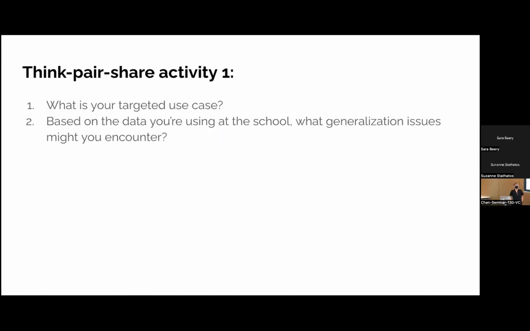So, first little think, pair, share activity. You have 5 minutes for this. I want you to look to your next door neighbor and talk to them about what your targeted use case is. Like, if your model was perfect, what do you want it to do? And based on the data you're using at this school, what generalization issues are you going to encounter? Cool. All right. 5-minute timer, go.